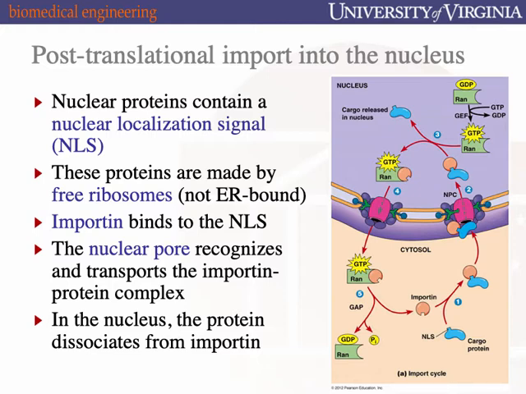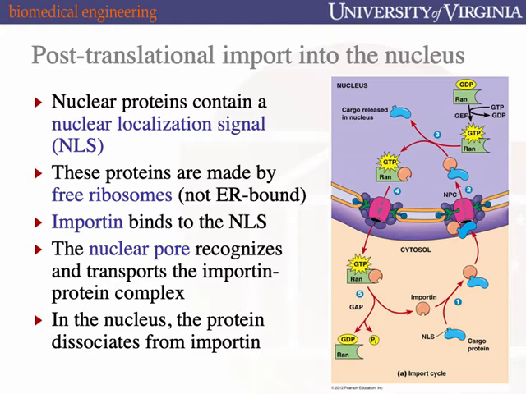Importins, once bound to cargo, will readily move through the nuclear pore complex. Once they do, this importin NLS complex encounters GTP-loaded RAN, and this drives the dissociation of the importin NLS complex, and then we have the importin bound to RAN GTP. So it's the dissociation, and now importin is in the nucleus by itself.